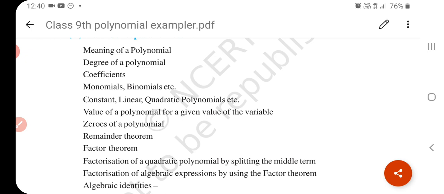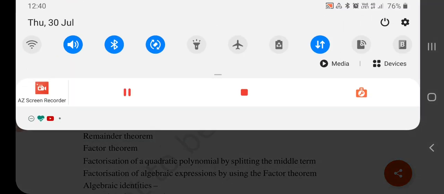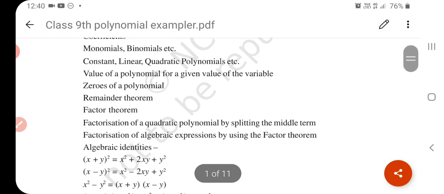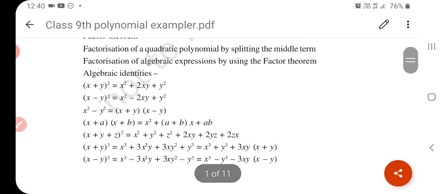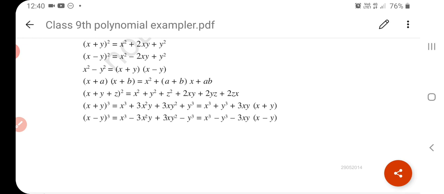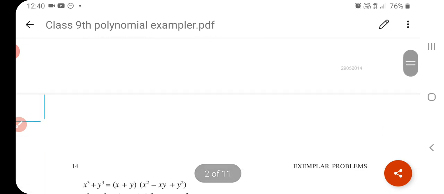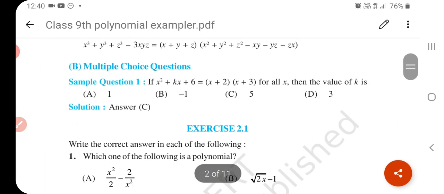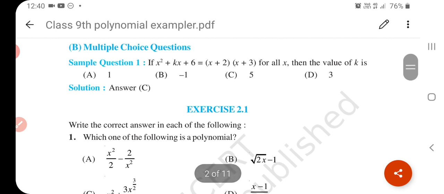So these are the main theorems we learn in this chapter. We also learn some identities in this chapter, that is (x plus y) whole square, (x minus y) whole square, x square minus y square, (x plus a) into (x plus b) and so on. So we learn these identities in this chapter.